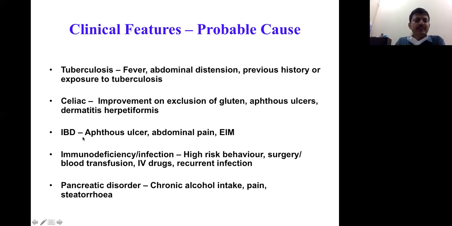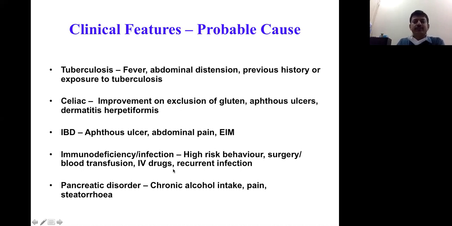Inflammatory bowel disease, and they may have aphthous ulcers. They may have pain in the abdomen, and they have a host of extra-intestinal manifestations like joint pain, skin lesions, eye lesions, etc. So if you look for those in history and examination, you may get a clue to the underlying cause. For immunodeficiency and infection, again, history of high-risk behavior, past blood surgery, blood transfusion, IV drug abuse, recurrent infection, etc., will give you a clue to any underlying immunodeficiency or infection.